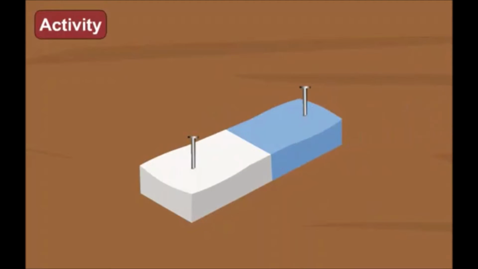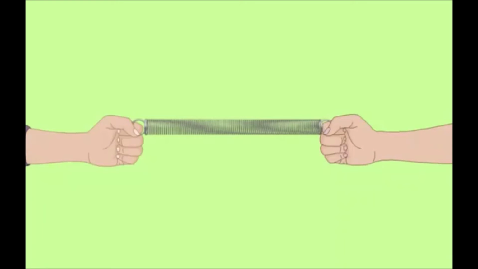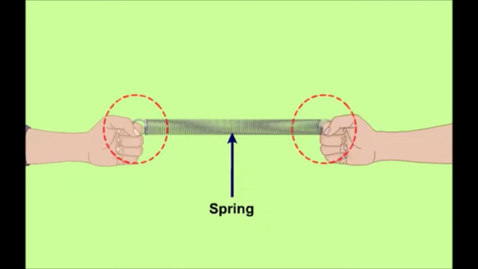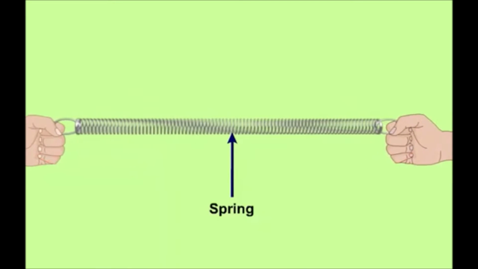What change do you observe in the eraser? You will observe both the ends of the eraser near the nails slightly increase. Similarly, when a spring is stretched holding it in between 2 hands, the shape of the spring will be changed.